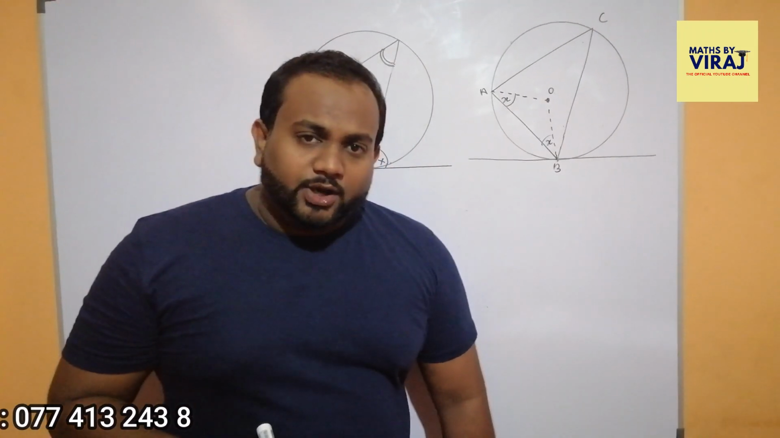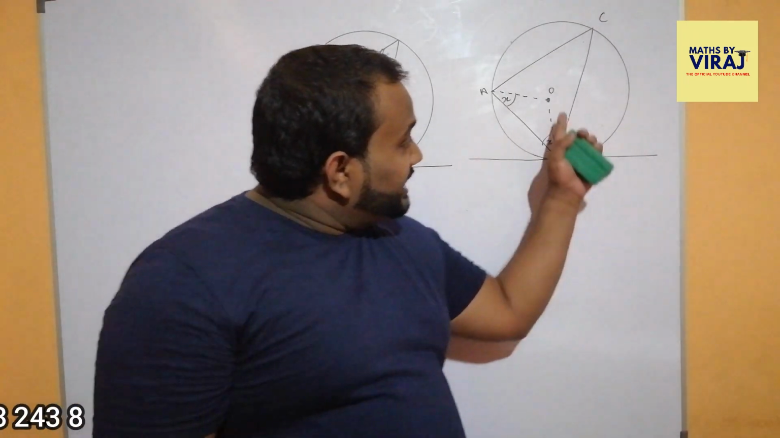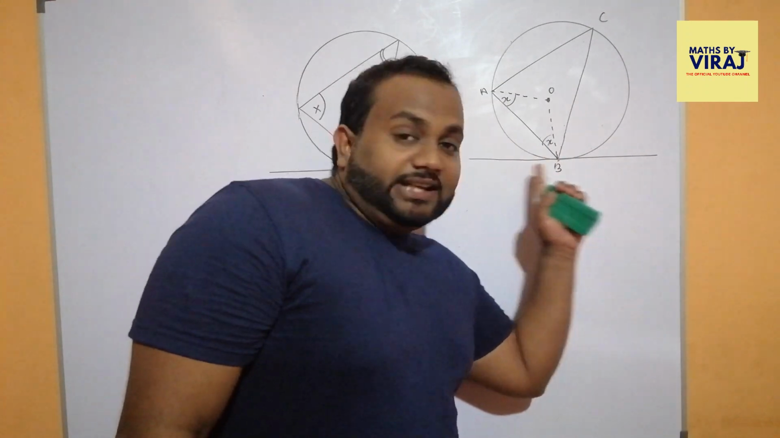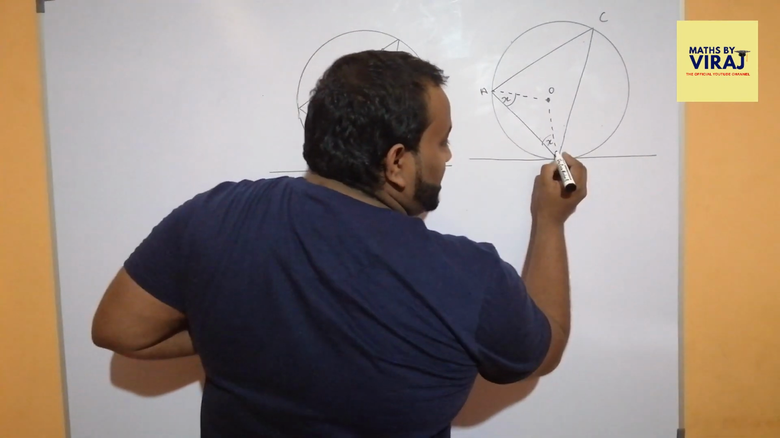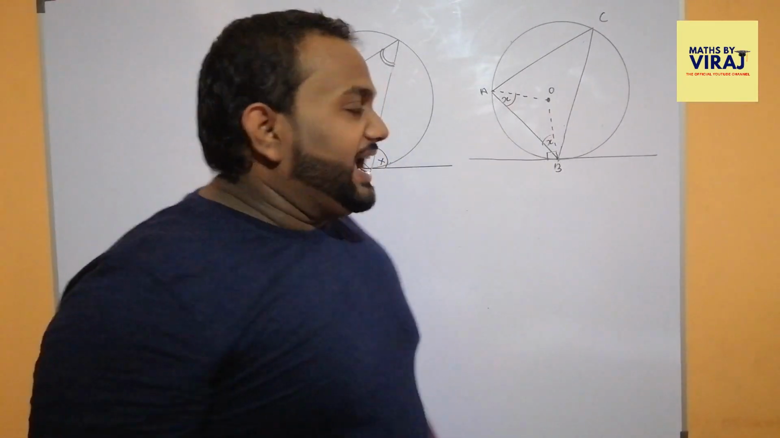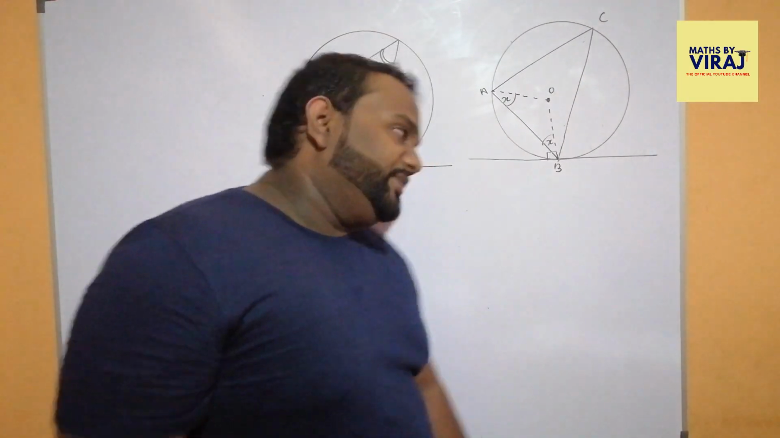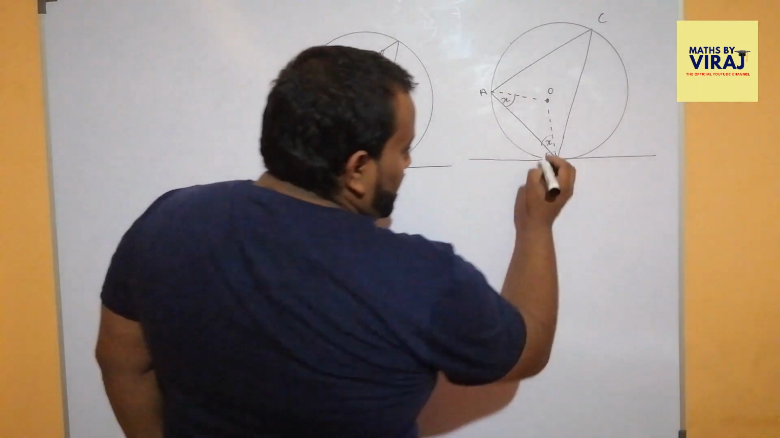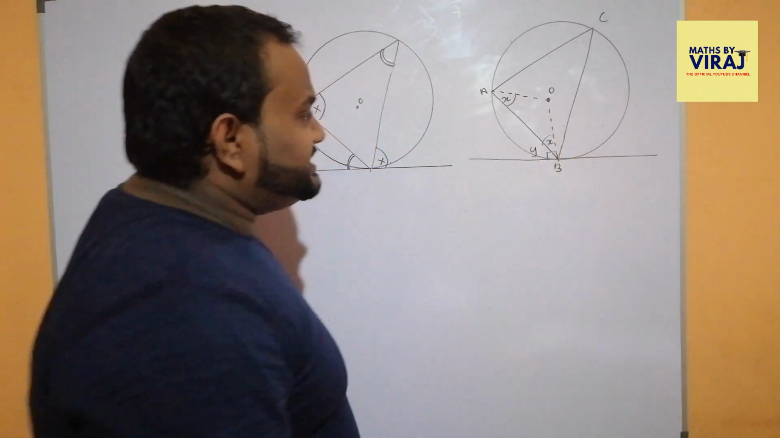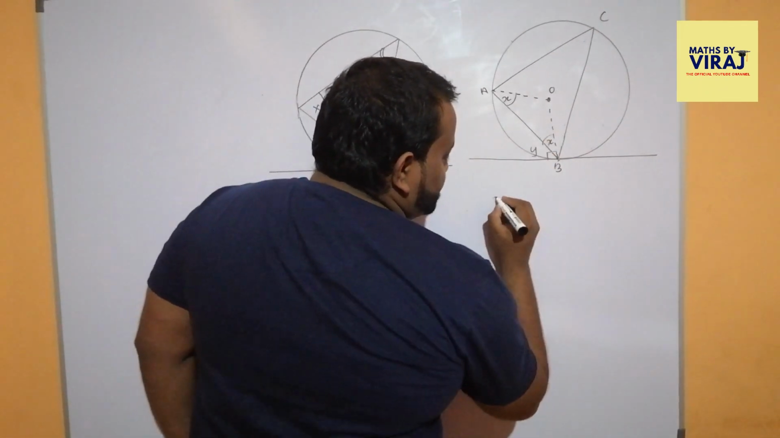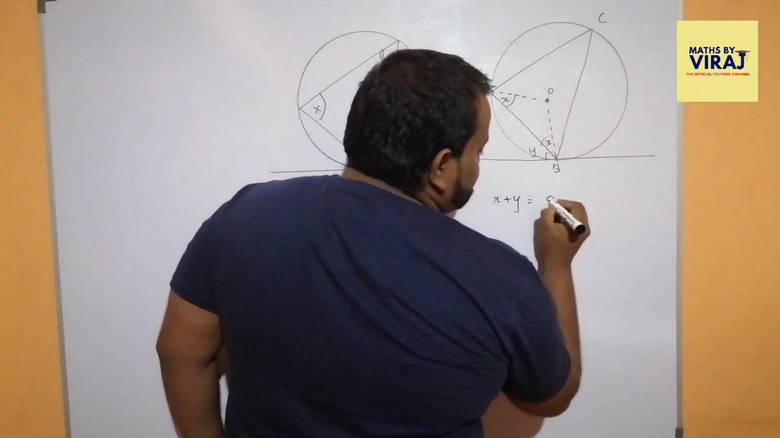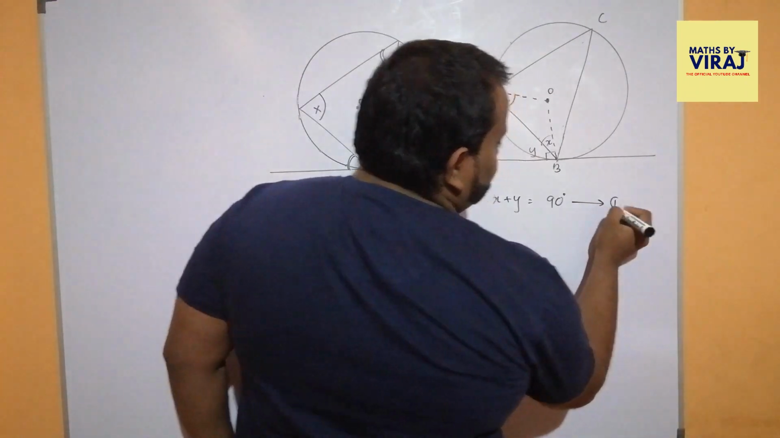Remember in the previous tutorials I told you that when a radius is drawn to the tangent, the point of tangency, the angle produced is how much? 90 degrees. Fine. Let's mark this angle as y. So we have one equation, x plus y equals 90 degrees.